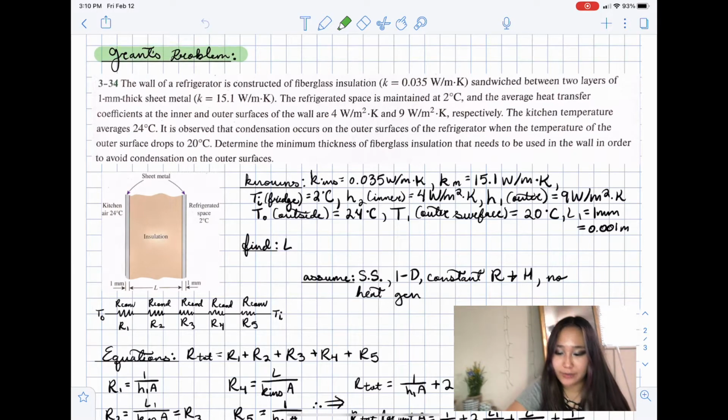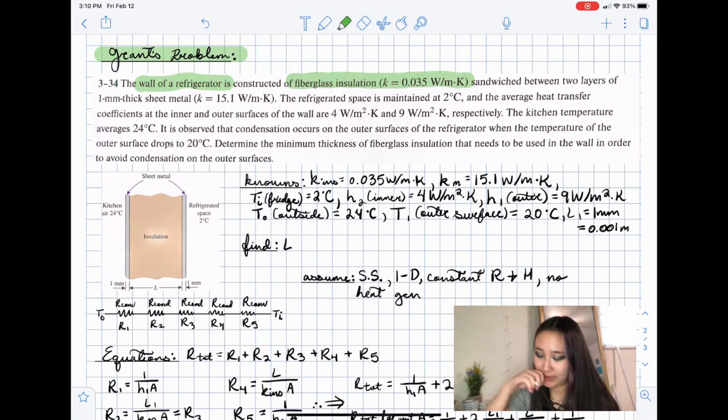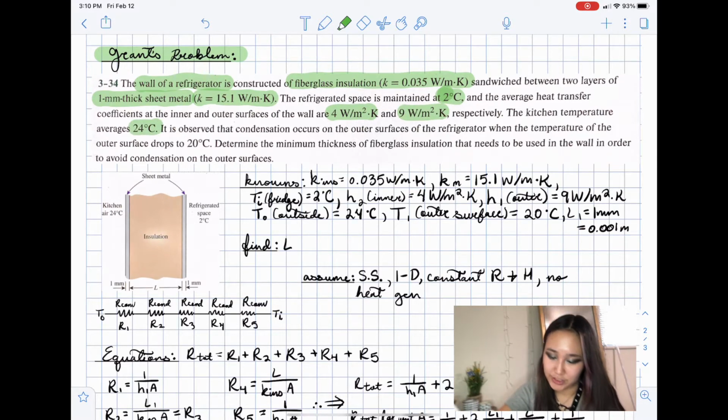So Grant did problem 334 and it talks about a wall of a refrigerator. So it has fiberglass insulation, and it gives the K, and 2 layers of 1 mm thick sheet metal, and it also provides the K. It gives us the temperature of the inside refrigerated space, and then the average heat transfer coefficients for inner and outer surfaces. And then it also gives the temperature of the kitchen.